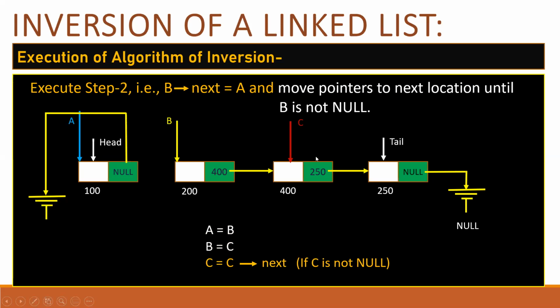When we move one step forward, again connect B to the reverse node, means to the previous node, so that it can be reversely connected. For example, we execute the step B arrow next is equal to A, means B jahan bhi point kar raha hai uski next field mein ab iska address hoga jahan A point kar raha hai. Yani ki yahan par 400 ki jagah kya store karna hai, 100 store karna hai. Kaise execute kiya humne, 400 को चेंज करना है, हमने रेड मार्क कर दिया, इसको 100 में चेंज कर दिया.